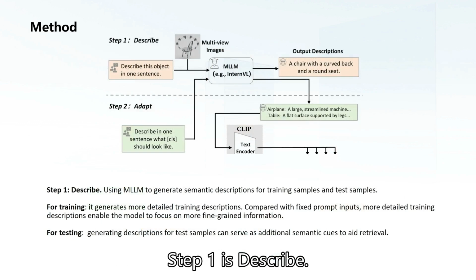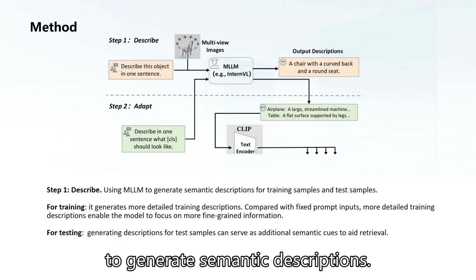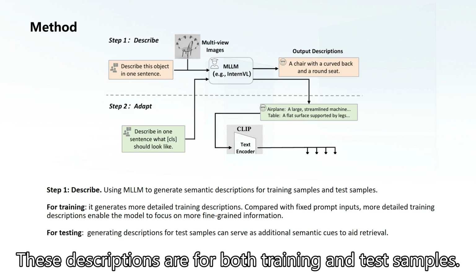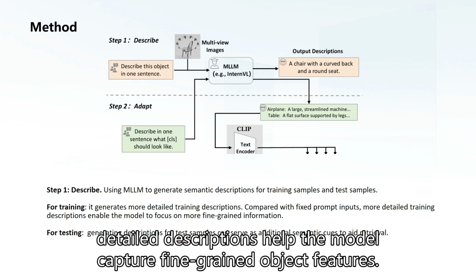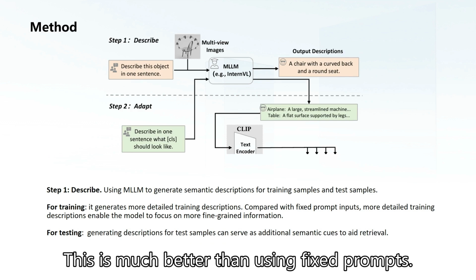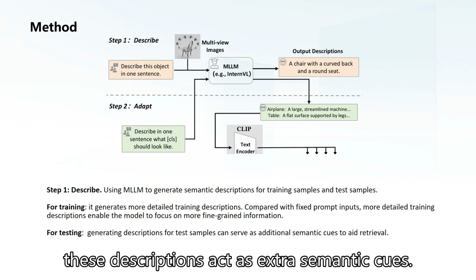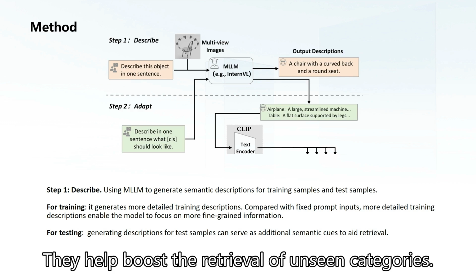Step 1 is Describe. We use an MLLM, for example InternVL, to generate semantic descriptions. These descriptions are for both training and test samples. For training, detailed descriptions help the model capture fine-grained object features. This is much better than using fixed prompts. For testing, these descriptions act as extra semantic cues. They help boost the retrieval of unseen categories.